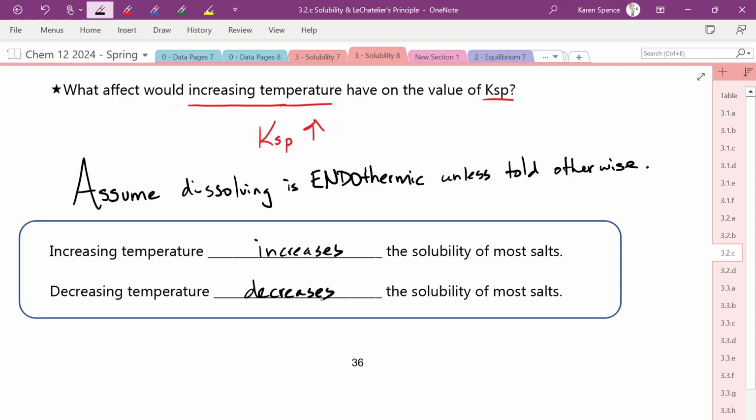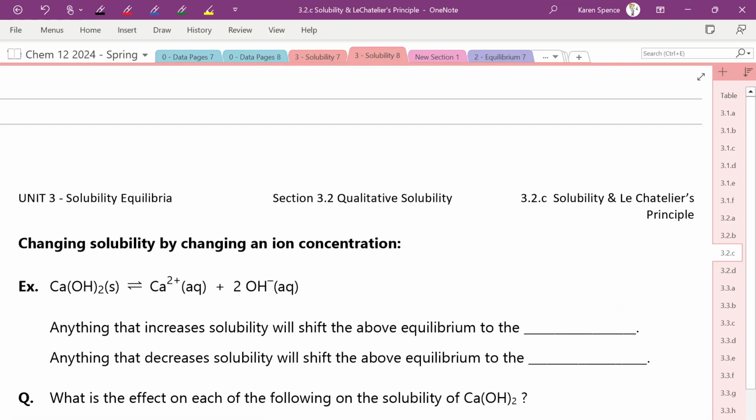We've talked about temperature. What are two other things that can affect the position of an equilibrium? Concentration. And volume in a gas. Do we have any gases in these systems? No. So the only two things we're dealing with here are temperature, and then the other one is going to be concentrations. Can we affect the concentration of a solid? No. So off we go. Let's take a look at changing ion concentrations then.